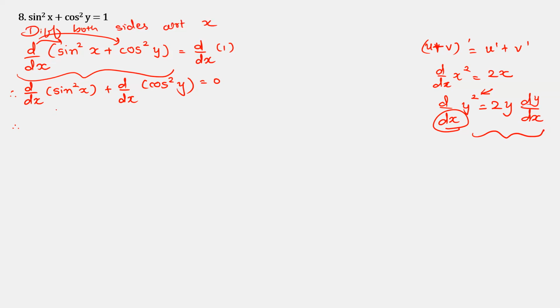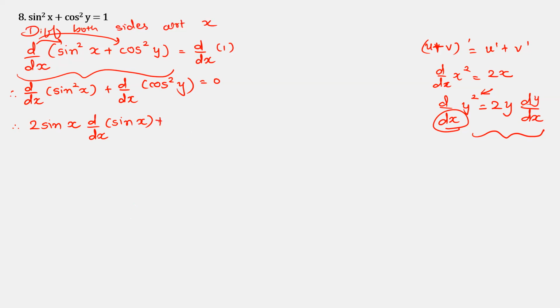First of all, you have sin square x, so the power is solved. It will be 2 sin x, like x square gives 2x, so sin square x gives 2 sin x. But since we are using the chain rule, we have to differentiate again. You should not forget this sin x. We did not differentiate sin x yet. We just solved the power of sin x.